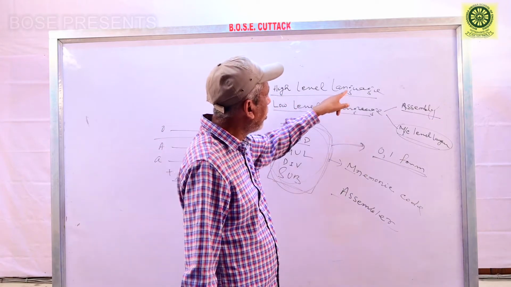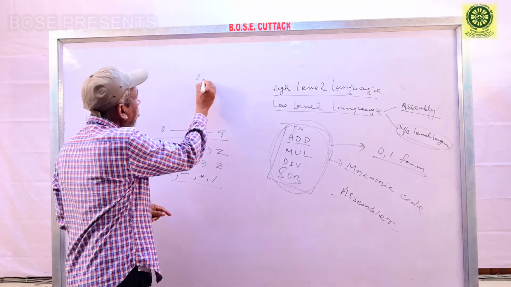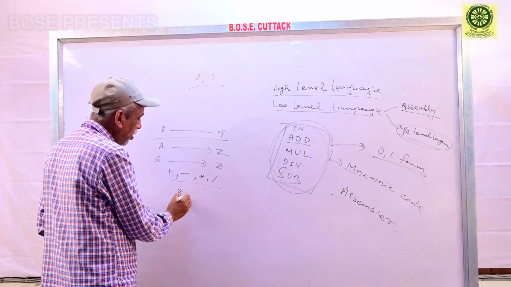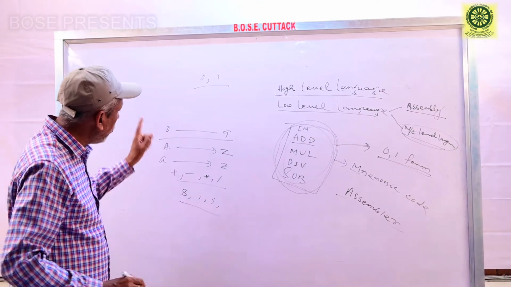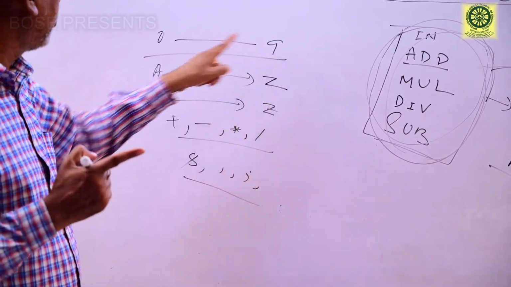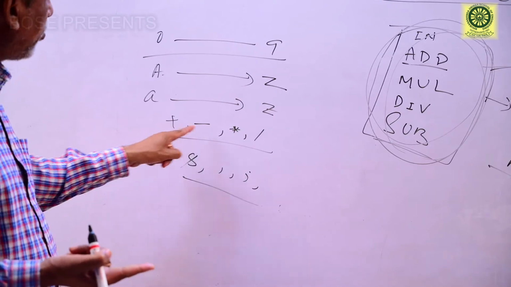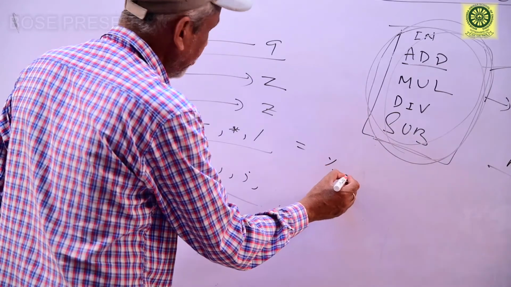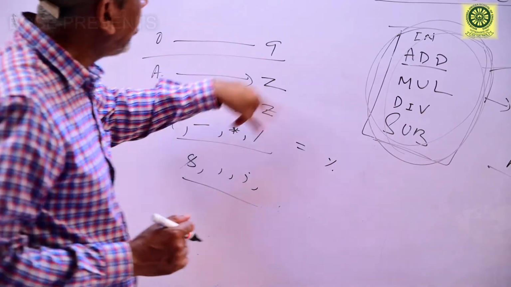Another is high level language. High level language means these symbols are used. The computer understands 0 and 1, but here we have 0 to 9, 10 symbols, A to Z, 26 symbols, small a to small z, 26 symbols, plus, minus, multiplication, division, equal to, percentage, comma, semicolon. So a number of symbols are there. In this case, it is written in the high level language.